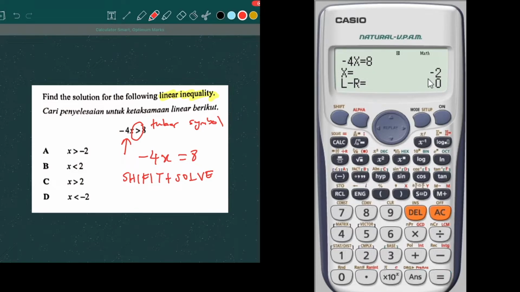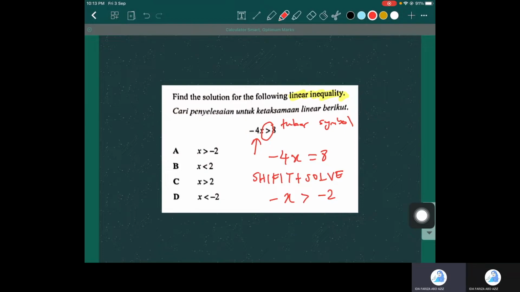Okay, so bila kita dapat X tu negative 2, okay, sebenarnya kita dapat jawapan untuk negative 4X greater than 8. Kita dapat jawapan X greater than negative 2. And teacher cakap tadi, kalau untuk soalan linear inequality kita kena tukar simbol. So kita tukar simbol, kita akan dapat jawapan. Okay, our answer going to be X less than negative 2. Ni jawapannya. So D is your answer.